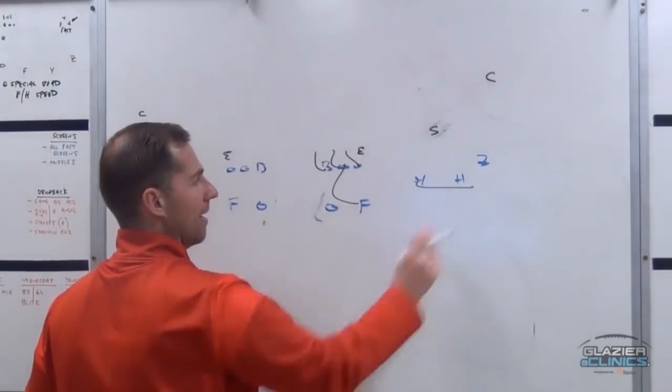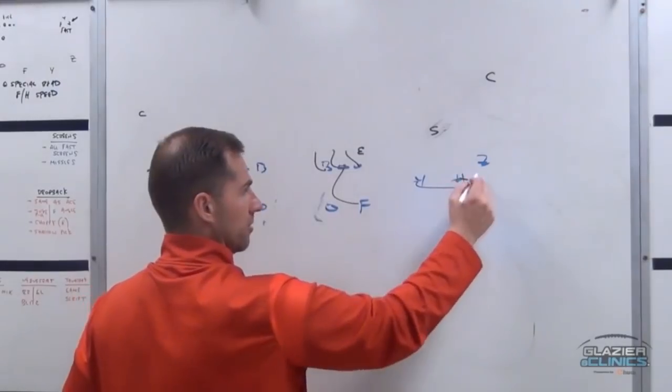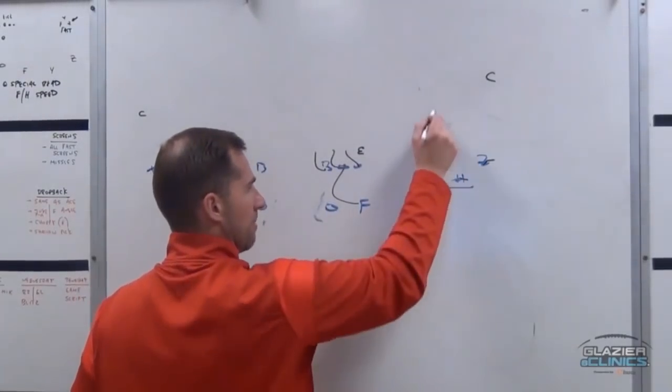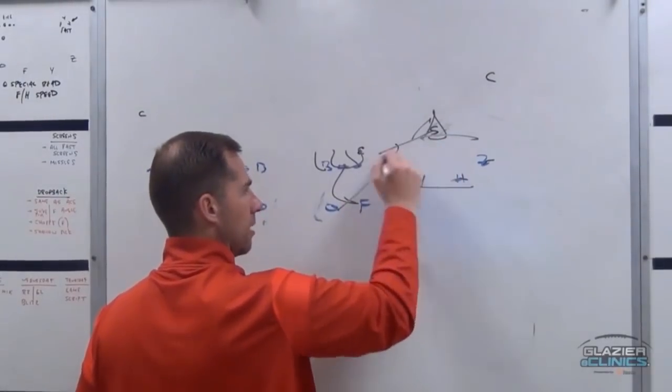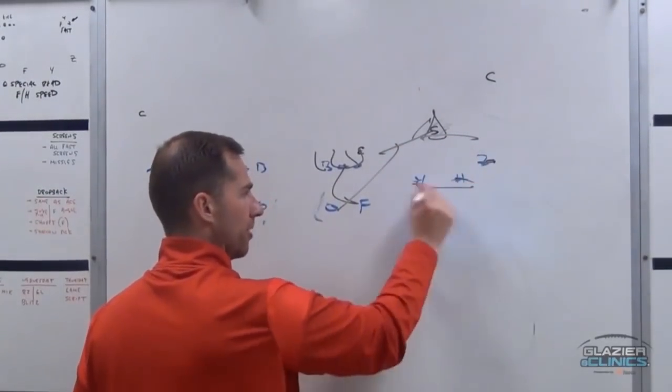You want to go Y? You can go H. You can go Z. Same thing. Pull it. Read him. He flies out, keep it. He commits, throw it to him.